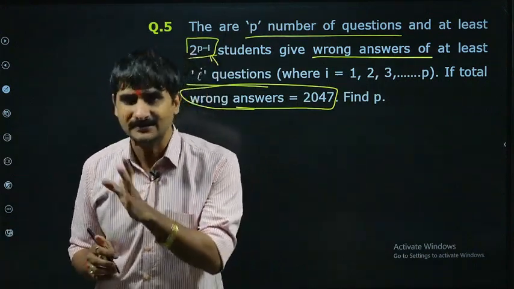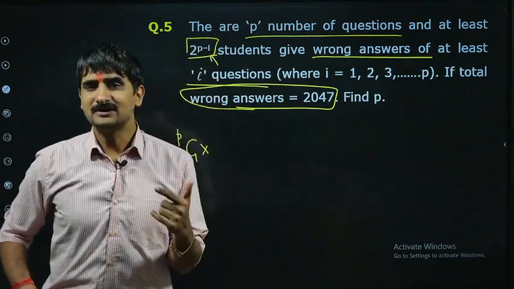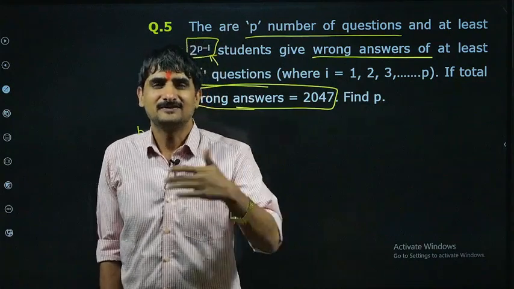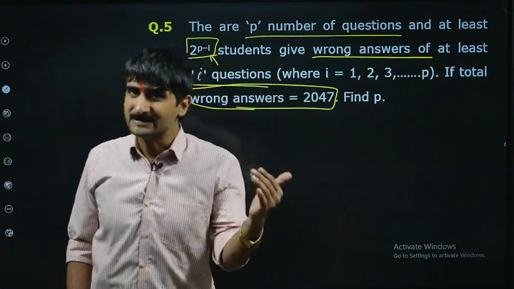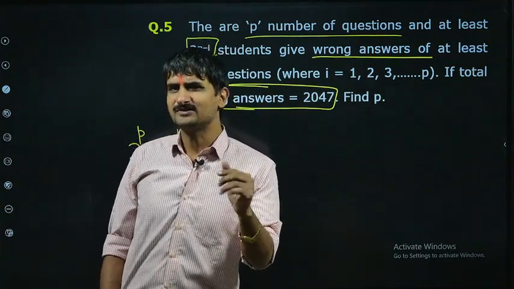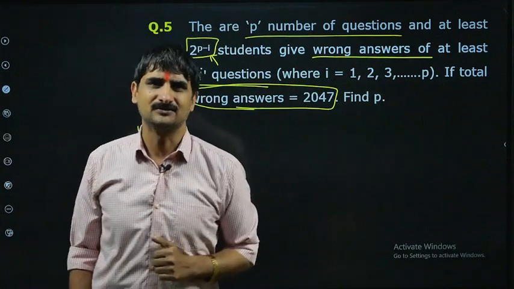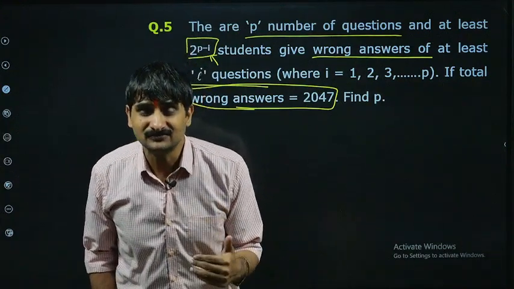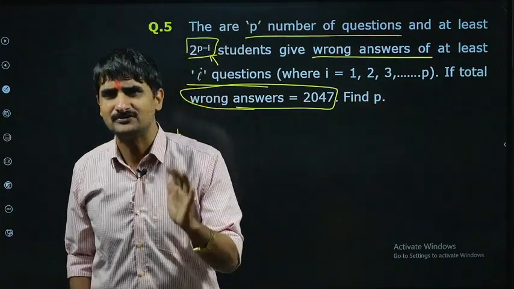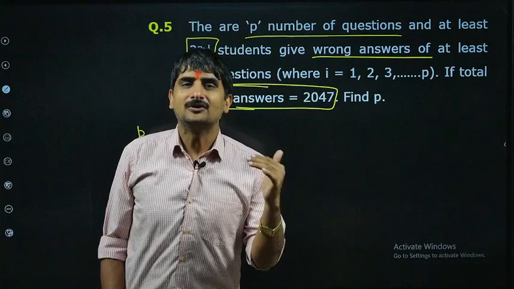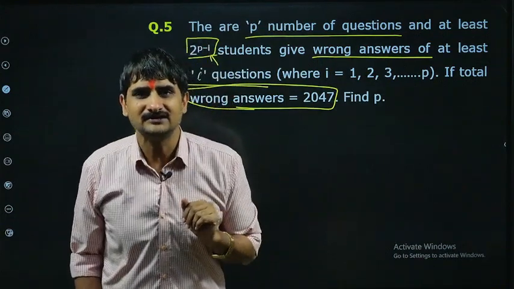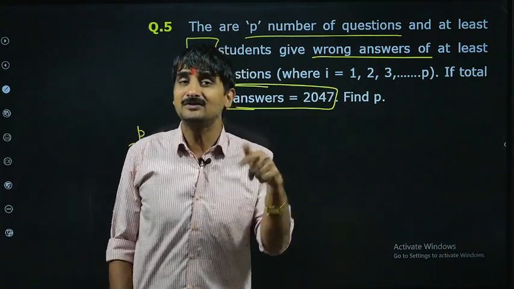So let's say there are 10 questions. In how many ways can you have at least one question wrong? First you will select which one. So 10C1, when you are ensuring that at least one question is wrong. So PC1 gives you the ways of selecting that one question which is for sure going to be wrong, and out of 10 you can select which one question is wrong in 10C1 ways, and then how many ways of getting it?